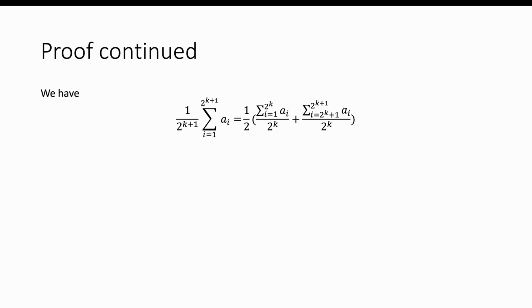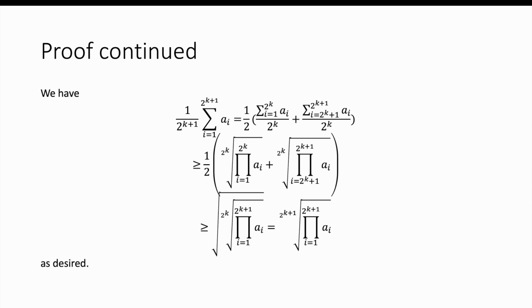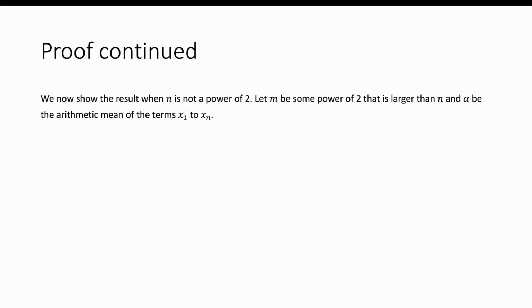Then the left hand side in the AM-GM inequality for 2 to the k plus 1 is this expression, and we can split it into two different sums and apply the AM-GM inequality twice, since we have already shown that it holds for 2 to the power of k. We obtain the following expression after using the AM-GM inequality on two numbers, and we obtain the right hand side as desired. So now we have shown that the AM-GM inequality holds when n is a power of 2.